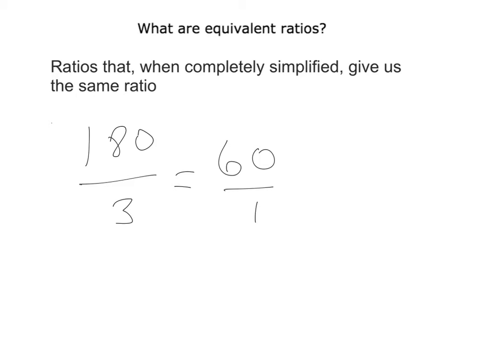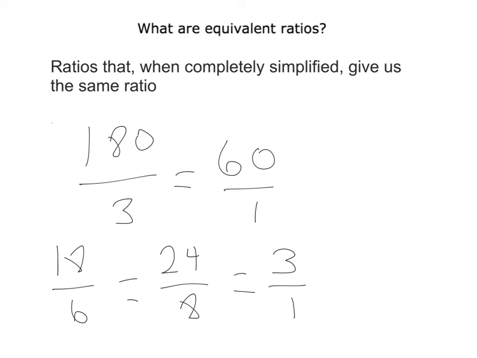Alternatively, we could look at an example like, let's say 18 over 6, and let's say 24 over 8, okay? Now, if we simplify 18 over 6, we get 3 over 1. If we simplify 24 over 8, we get 3 over 1 again. So these have to be equivalent ratios because they're both equal to 3 over 1.